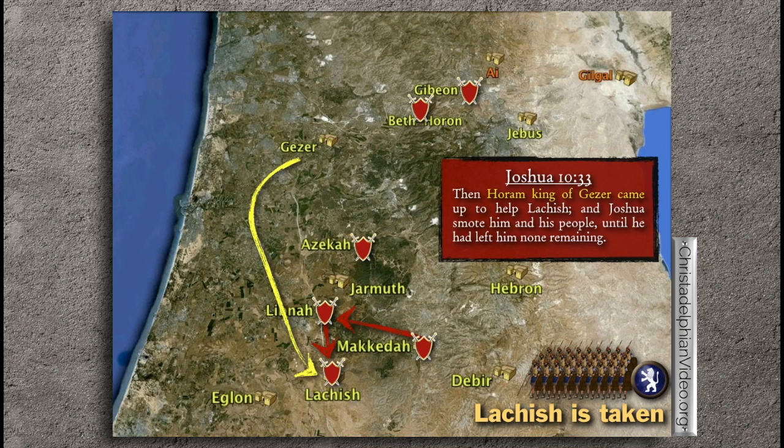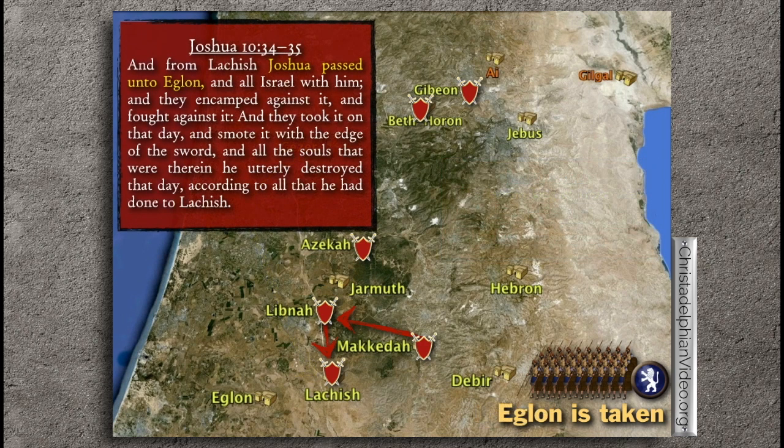And while they're at Lachish, the king of Gezer, who hasn't joined the Confederacy, says, look, I got to get in on this because sooner or later they're coming for me. So what he does is he gets in on this. Horam, the king of Gezer, came to help Lachish, and Joshua smote him and his people. So they send in their reinforcements, and that doesn't work either, because it's Yahweh that's fighting for Israel, and Yahweh will fight for us as well.